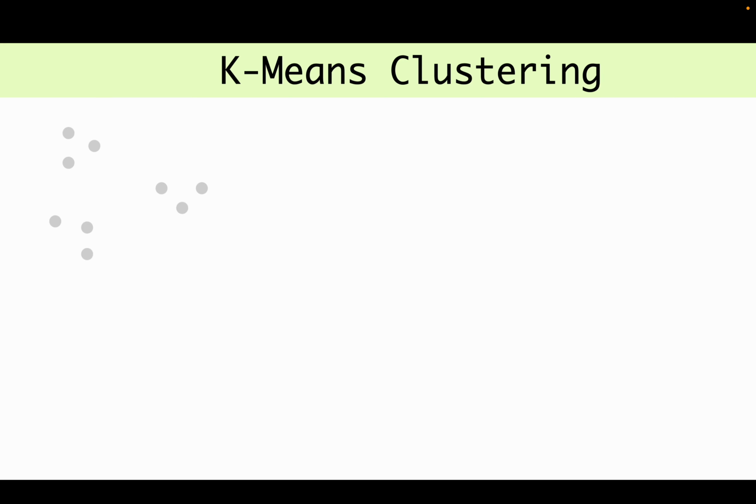K-means clustering is an unsupervised machine learning algorithm used to cluster unlabeled data points into clusters. So let us see how this algorithm works. First of all, let us consider a set of data points which is shown here. These are in a two-dimensional plane, and visually we can see that they are in three groups.